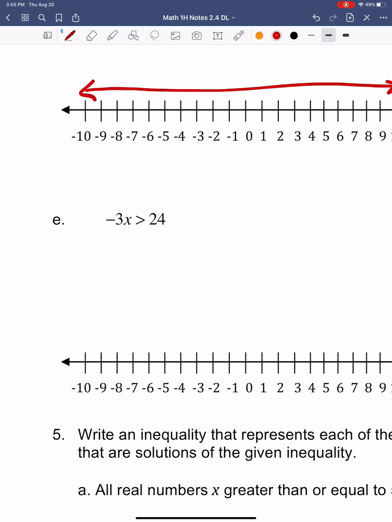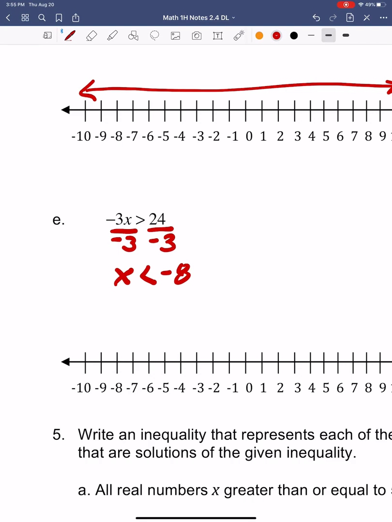This one looks super simple, but there's one key part here that we have to remember. You might remember it from before with inequalities, and that's when we divide by this negative 3. When I divide by a negative number, or multiply by a negative number, I have to flip my inequality symbol. Okay, so I'm flipping that symbol, and now we have x is less than negative 8. And that's going to be what I graph there.